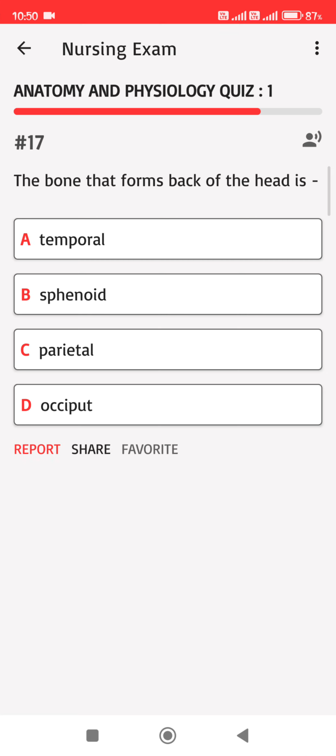The bone that forms back of the head is A. Temporal, B. Sphenoid, C. Parietal, D. Occiput. Correct answer: D.